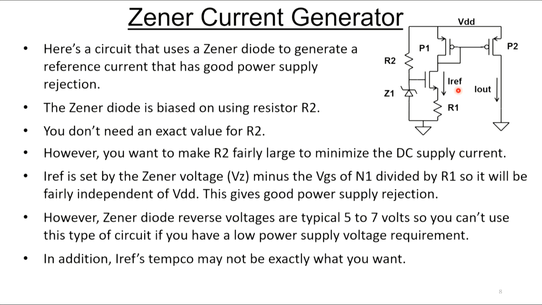Now, this is fairly independent of supply. You can move VDD all over the place, and this Zener voltage doesn't move much. The disadvantage of this scheme is Zener diodes, about the lowest you're going to get is maybe a 5-volt Zener. It's typically 5 to 7 volts. So if you're trying to operate at a 3-volt supply, a 5-volt supply, it's going to be trouble. You're not going to be able to use a Zener approach to generate your currents.